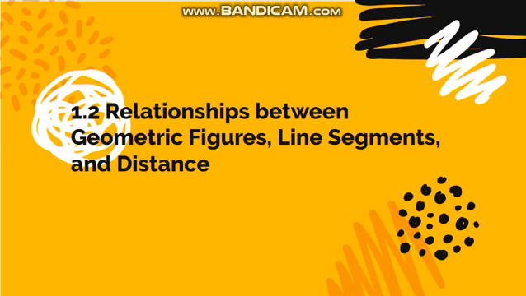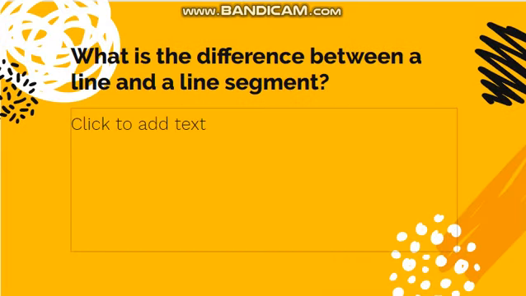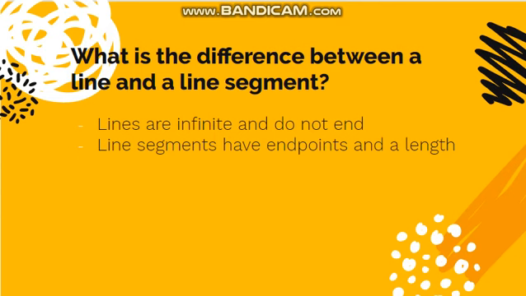So turn in your notes packet to 1.2, relationships between geometric figures, line segments, and distance. Our first question on that page is, what's the difference between a line and a line segment? If you think back to our second warm-up, where we had all of those things and none of them were lines, the big difference is that lines are infinite and do not end, whereas line segments have endpoints and a specific length. Lines are infinite and do not end. Line segments have endpoints and a length. That's what we should write down next to that question up at the top of our page.